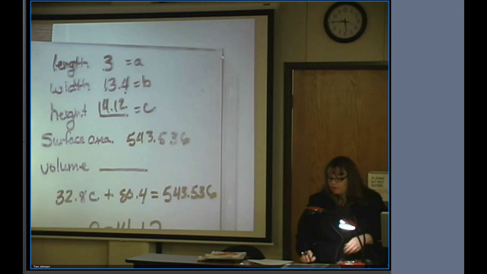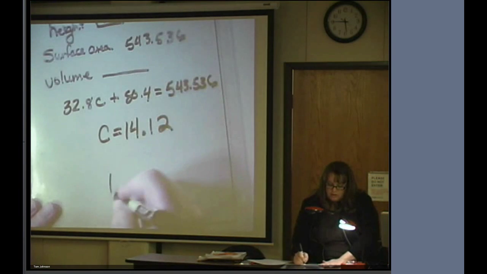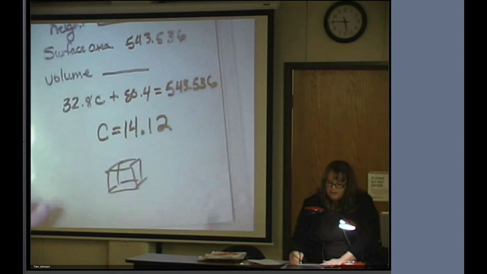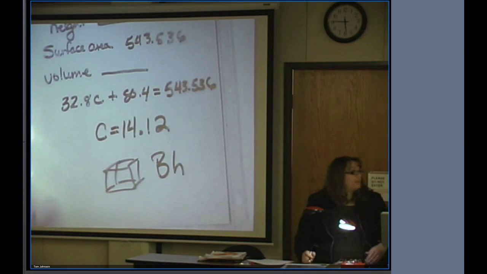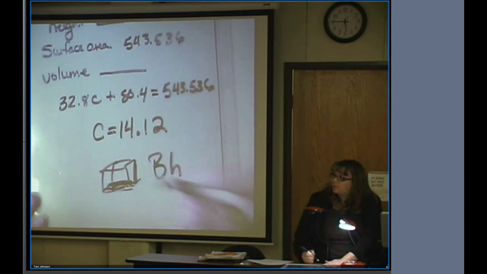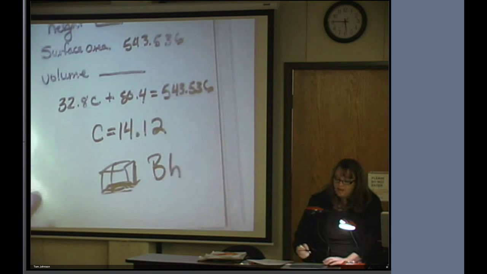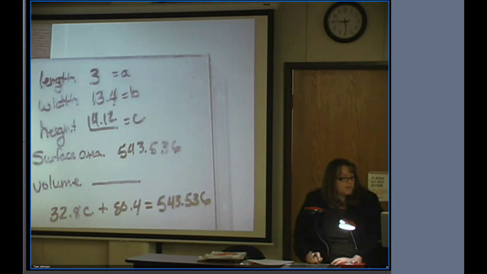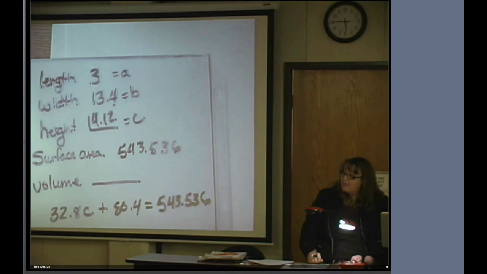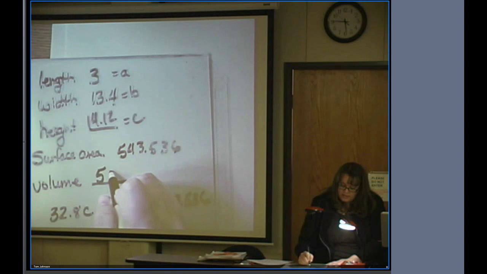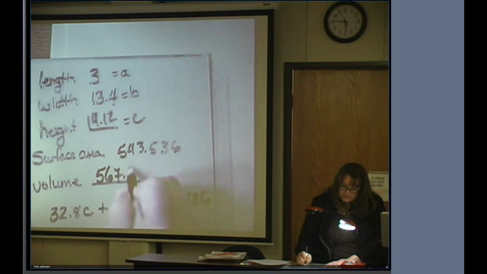Well, what's really nice, if we go back to the picture, this is a rectangular prism. We remember to find the volume, it's area of the base times height. Well, my base is a rectangle times my height. I'm just going to multiply all three of them together. So I'm going to multiply 3 times 13.4 times 14.12. And that's going to give me my volume, which is 567.624.